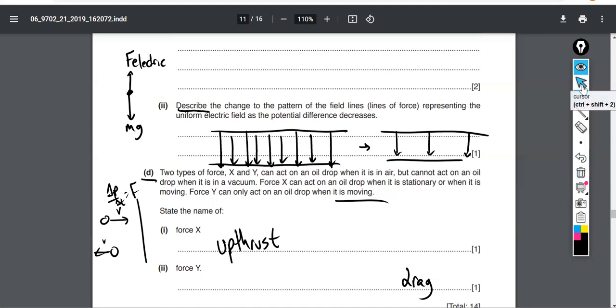All right, 14 marks on this one. Very lengthy paper 2, but a nice problem study.